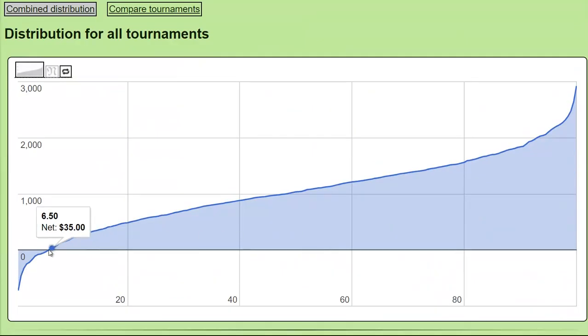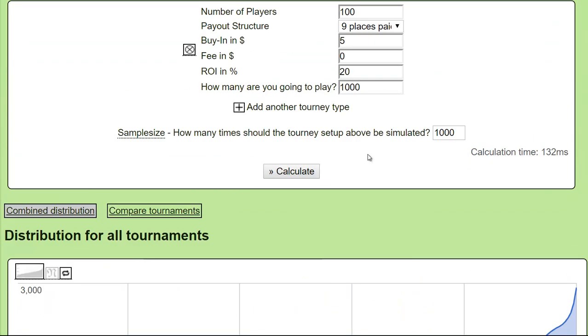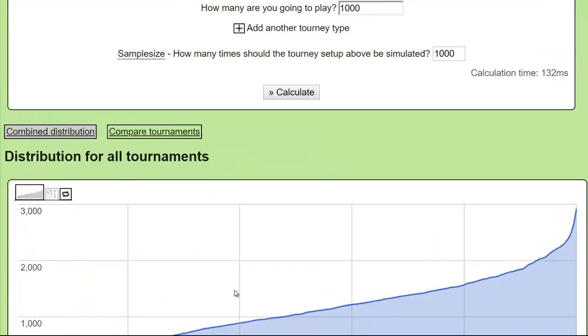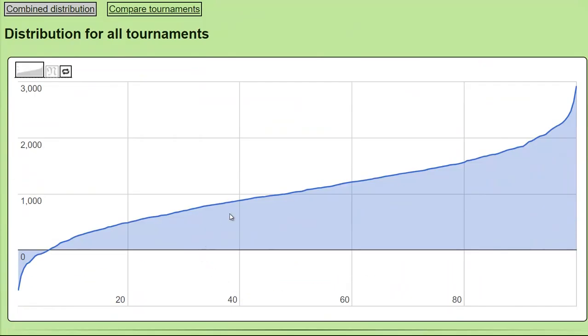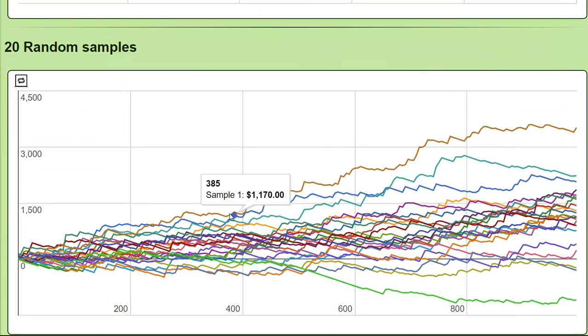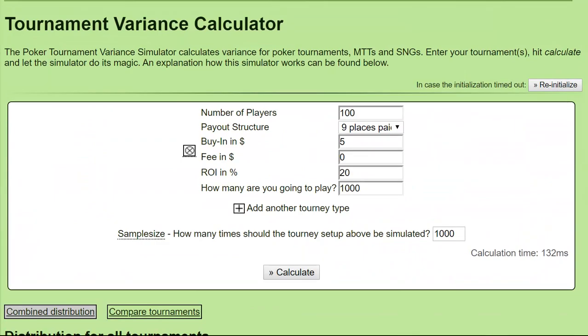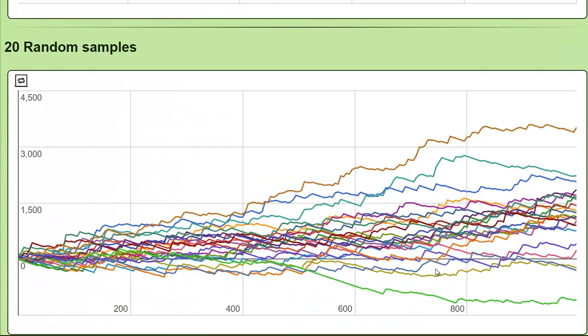And we have a pretty good chance with a 20% ROI. Again, we've seen over and over that this high ROI is crucial for limiting downswings, so we get the same distribution. If you scroll down, you get these 20 random samples. Okay, so here, this green one, you know, one of the times that we play these games over and over, we just lose money and everything goes terribly. Okay, another time, everything goes great. So it's going to give you 20 random samples of the 1,000 games that you're going to play.